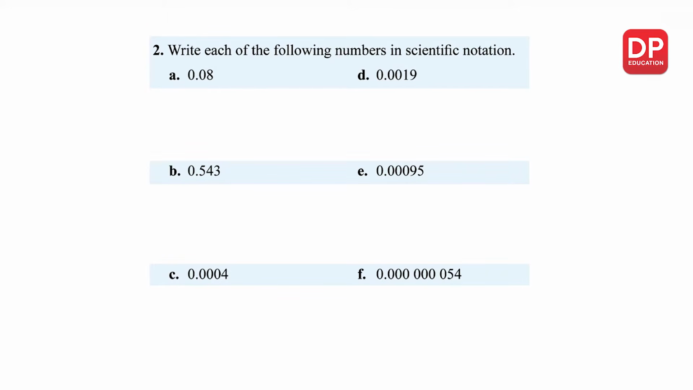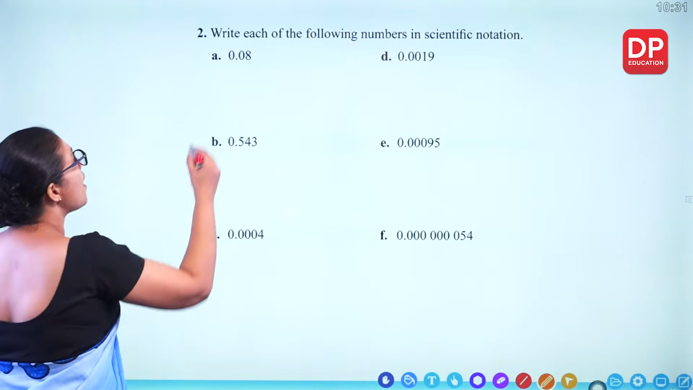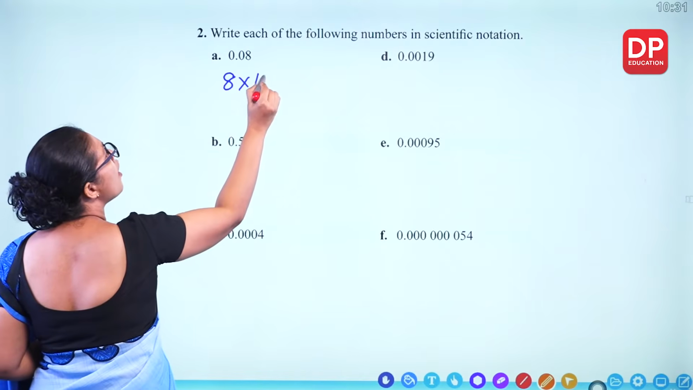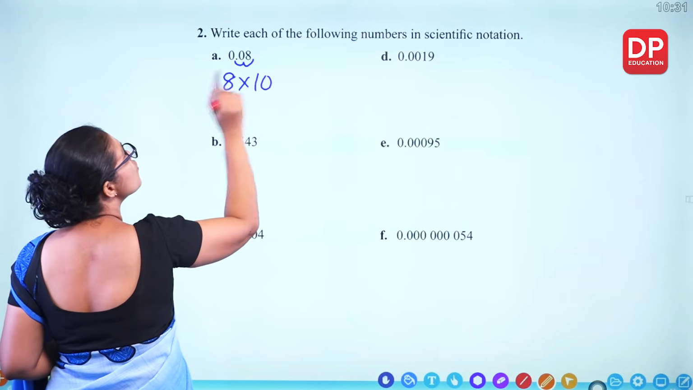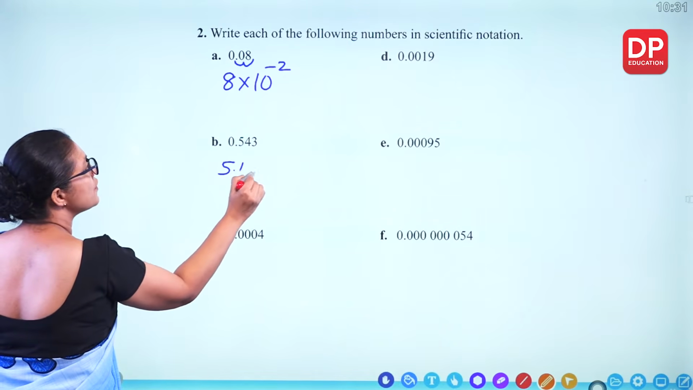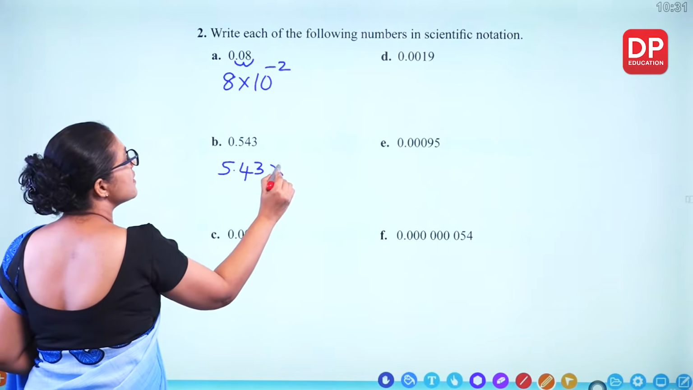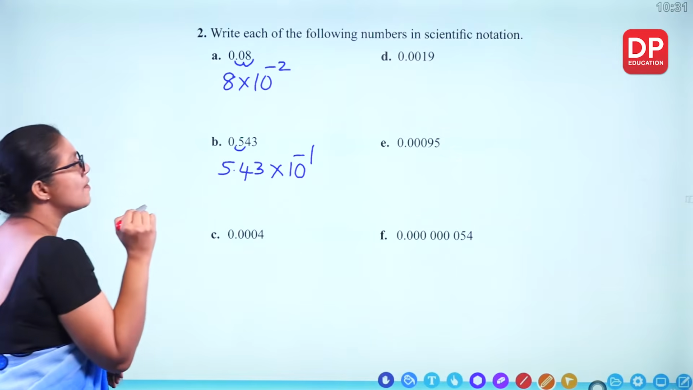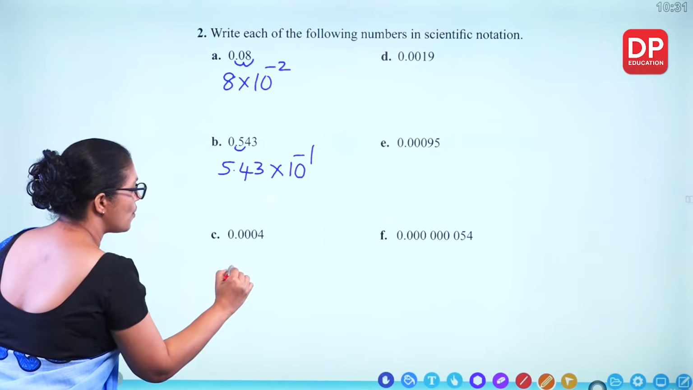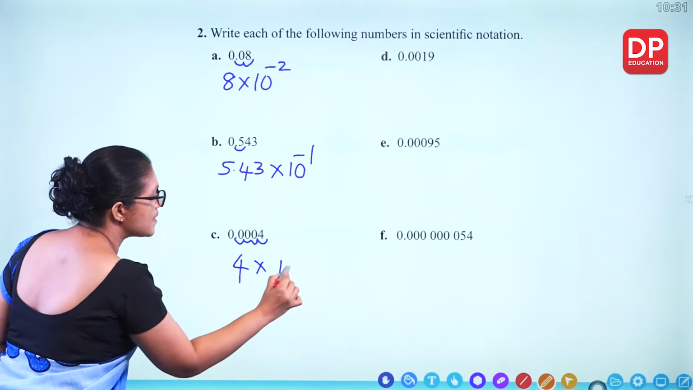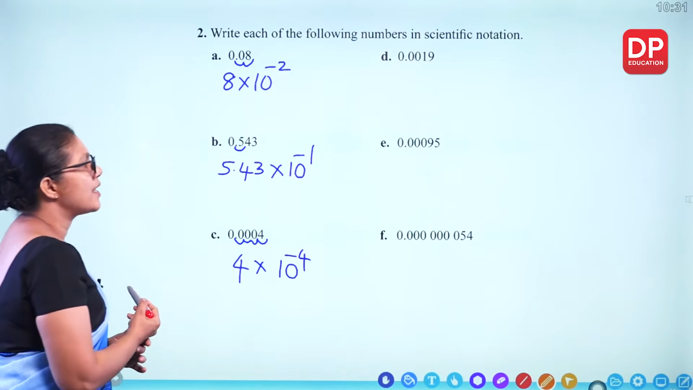Question number 2. Write each of the following numbers in scientific notation. 0.08. This is less than 1. So make it more than 1. That's 8. How many places? 1, 2. 2 places to the left. That's minus 2. This one, 5.43 is the number less than 10. 10 to the power 1 place you have to move. So that's negative 1. This one, 4 is the number less than 10. How many places? 1, 2, 3, 4 places to the left, minus 4.